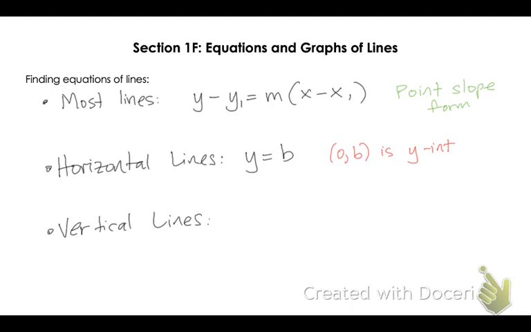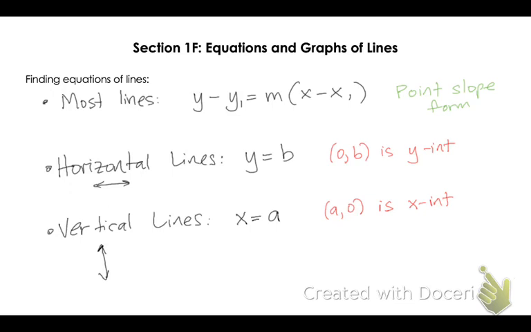If you have a vertical line, remember horizontal goes that way, vertical goes this way. The equation of a vertical line is just going to be x equals a number. We'll call this x equals a, where a is the x-intercept. So we'll say (a, 0) is the x-intercept. Vertical lines are going to have equations like x equals 1 or x equals -3.5 or something. It's just x equals a number.